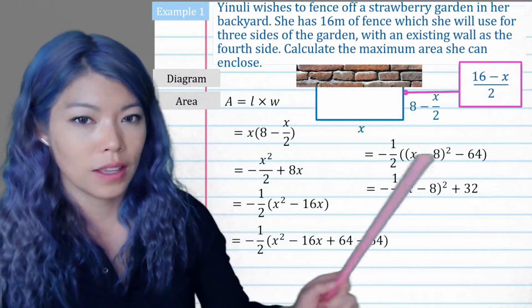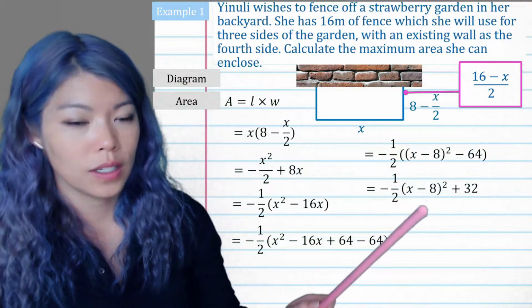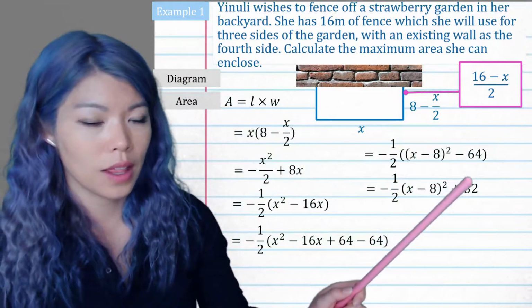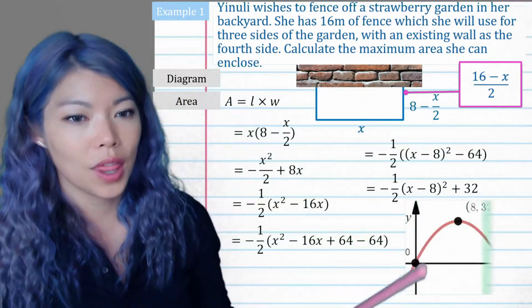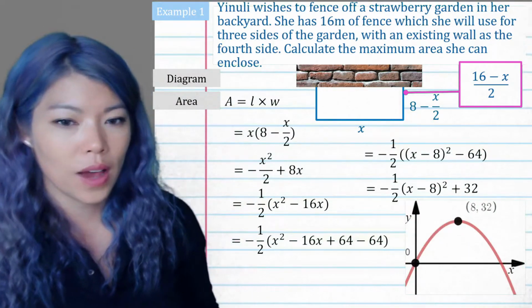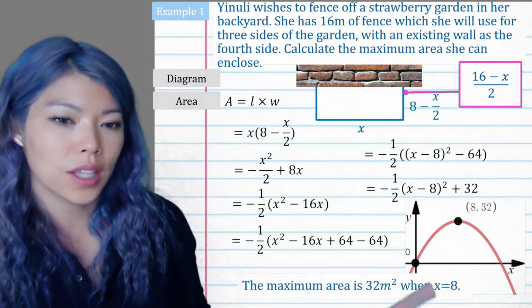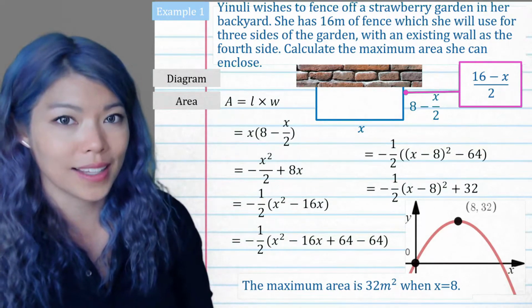Now we have the equation in turning point form with the turning point as (8, 32). So the maximum area is the y value, which is 32. So we can write our answer: the maximum area is 32 meters squared when x is 8.